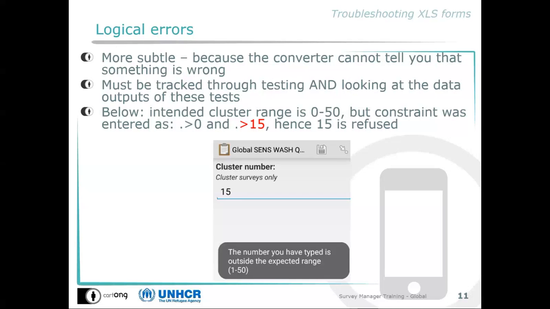Here, for instance, is an example of a logical error. The intended cluster range was set to 50, but the constraint was wrongly entered as 15, while the constraint message was correct. When an enumerator now types in 15, the 15 is refused, as if you had a typo in your constraint. But then the message tells you it's outside the expected range of 1 to 50, which is actually not correct.